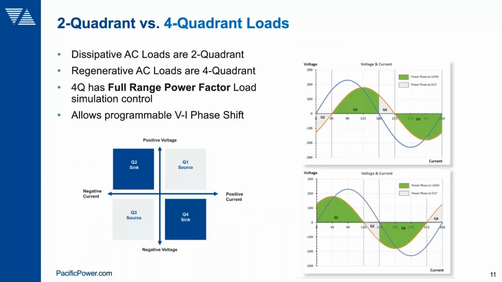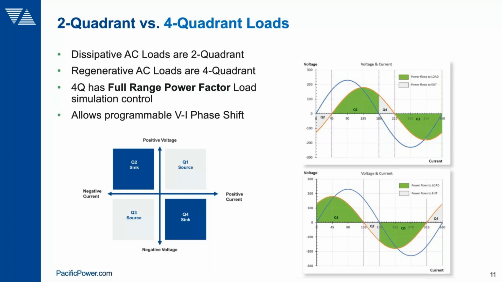One of the advantages of regenerative loads is that they are 4-quadrant. Whereas regular conventional dissipative electronic loads have 2-quadrant operation, with positive and negative voltage, they can only absorb power, so the power flow is into the load. Regenerative loads are bidirectional, so they operate in 4 quadrants.